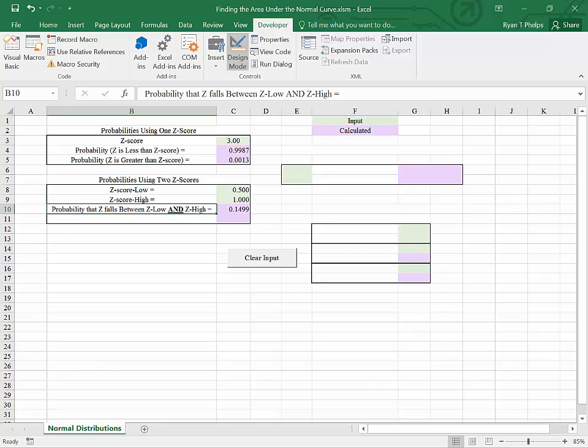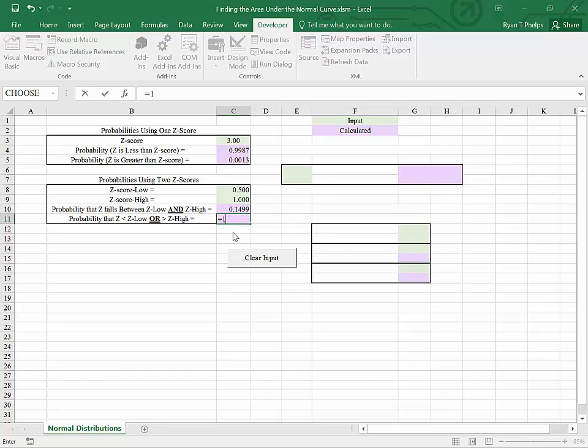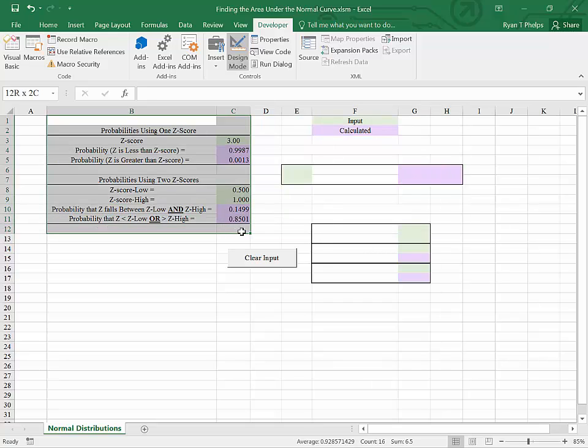Now, one other thing we may want to do is find the probability that z falls outside of this interval. So we will grab a new label. What is the probability that z falls below 0.5 together with the probability that z falls above 1? And we know from the previous video in the playlist that that is simply equal to 1 minus the above probability.